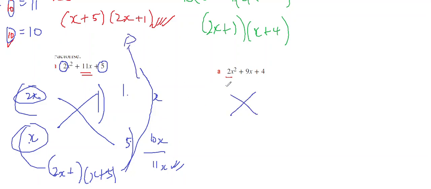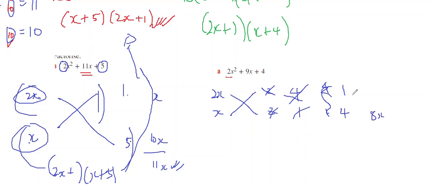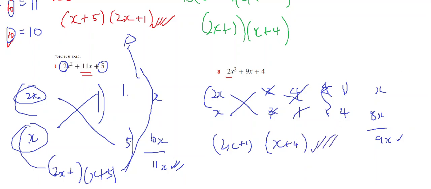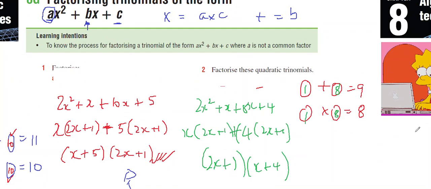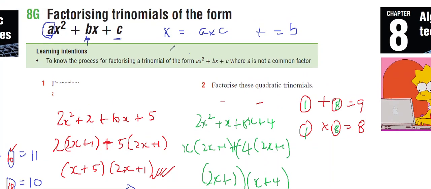So the same thing, crisscross, I'm going to do 2x and x. Now I'm thinking 2 and 2, that's going to give me 4 plus 2 gets 6, that's no good. 4 and 1, that's going to give me 4x plus 2x, that's no good. 1 and 4, that's the same as that one. 1 and 4, 2x times 4 is 8x, x times 1 is x, add them together 9x, perfect. So I've got my 2x plus 1 and x plus 4 is going to be my answers. So in this section, we're looking at non-monic trinomials and working out how to factorise them.